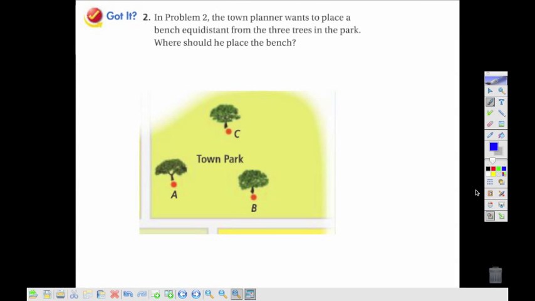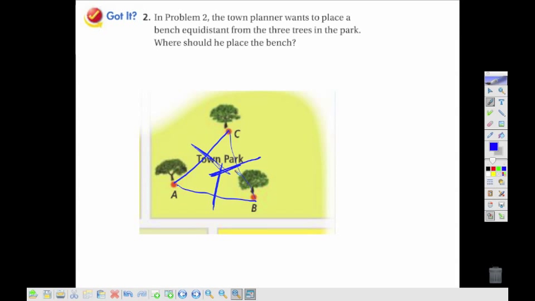One way that we can use these is if we want to find a way to place something in the middle of 3 points. So here I have 3 trees. The town planner wants to place a bench exactly in the middle. Well, to do that we can connect the sides as a triangle and construct the perpendicular bisectors.